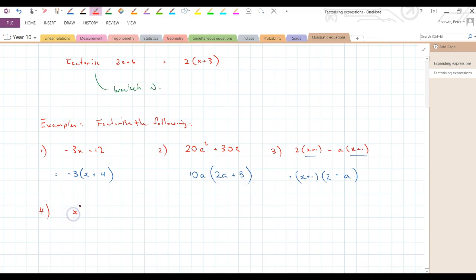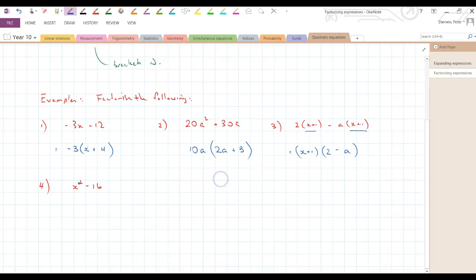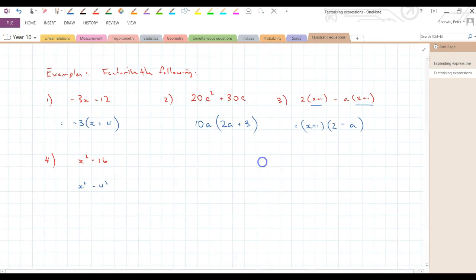We're looking to factorize now x squared minus 16. I don't know if you remember from our expanding, we got these difference of two squares situations where we've got x squared minus 16. We're going to have, that's x squared minus 4 squared. That factorizes to x plus 4, x minus 4. So we end up with just two terms.